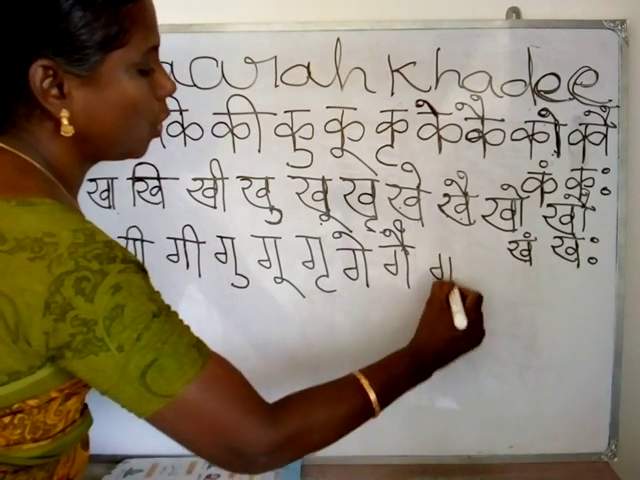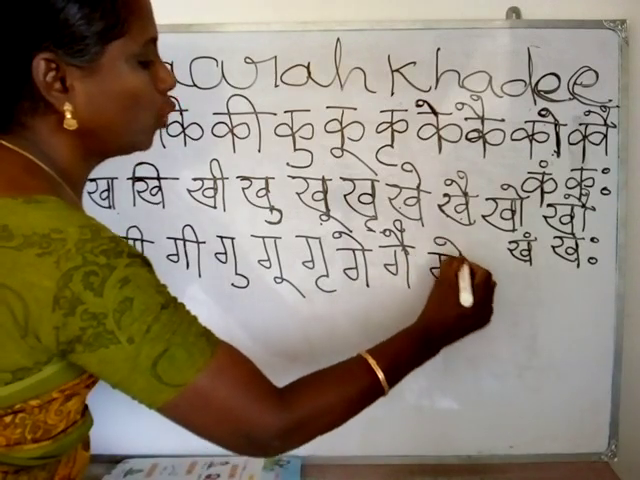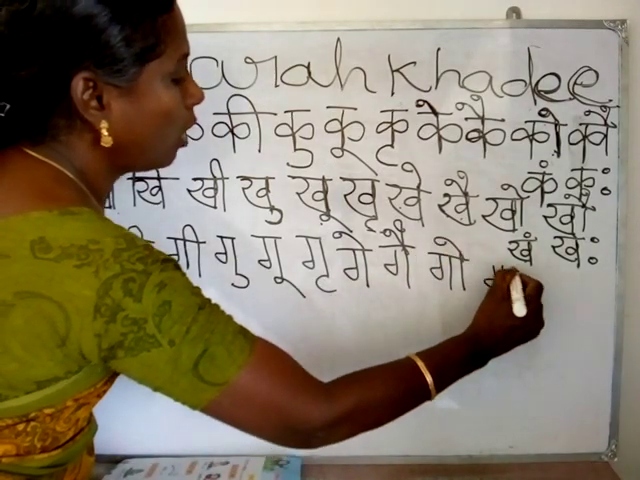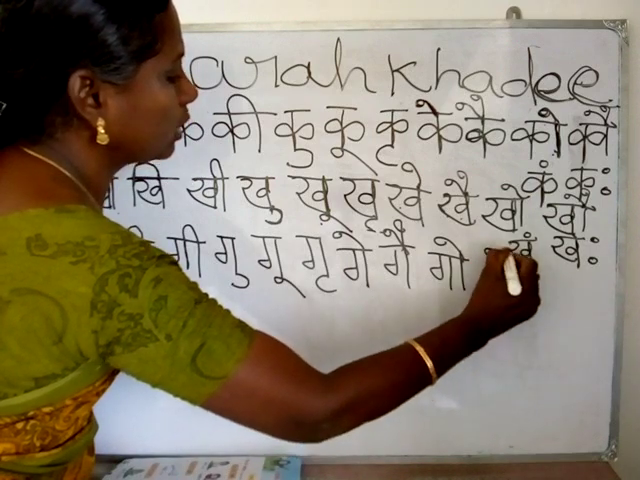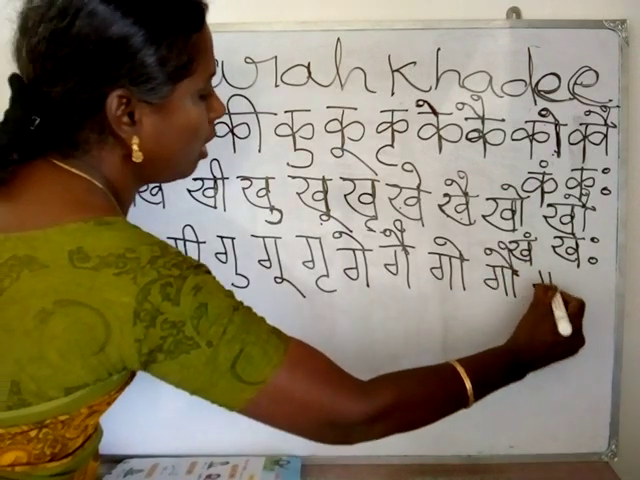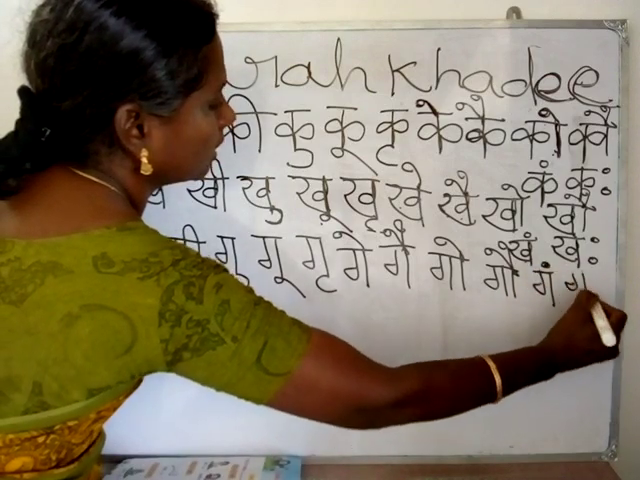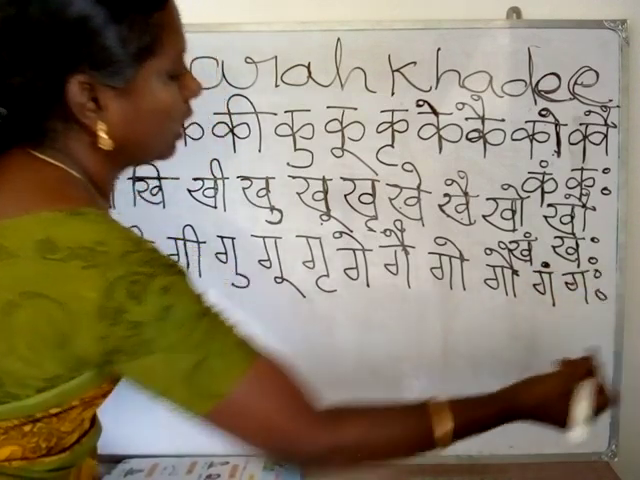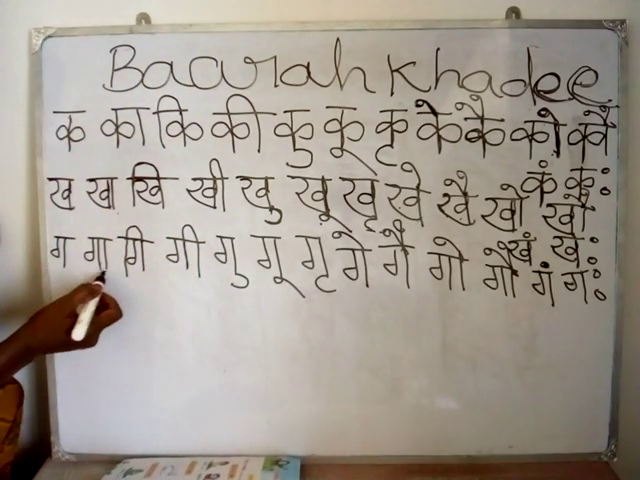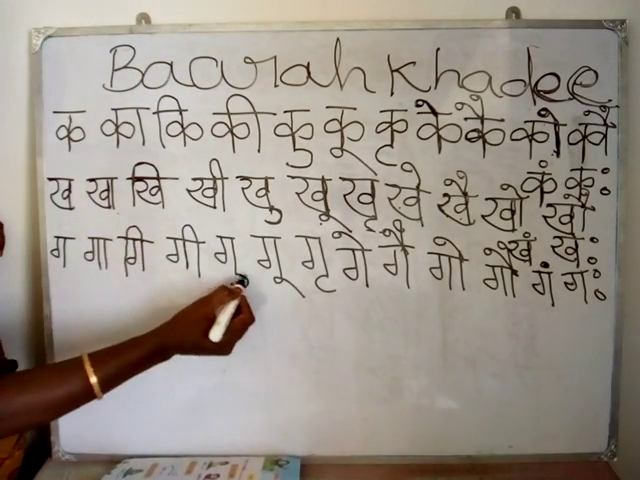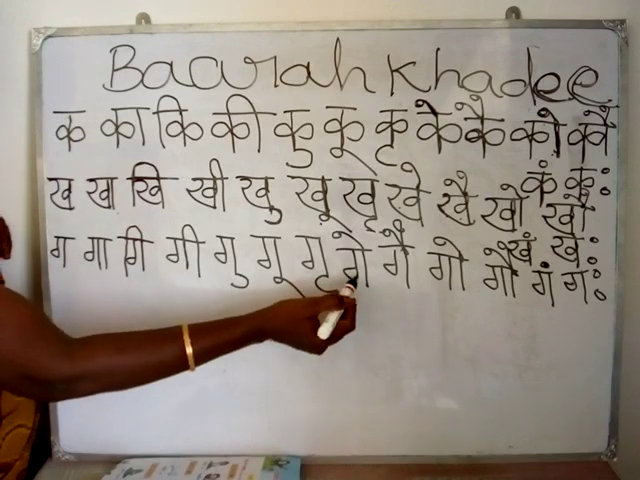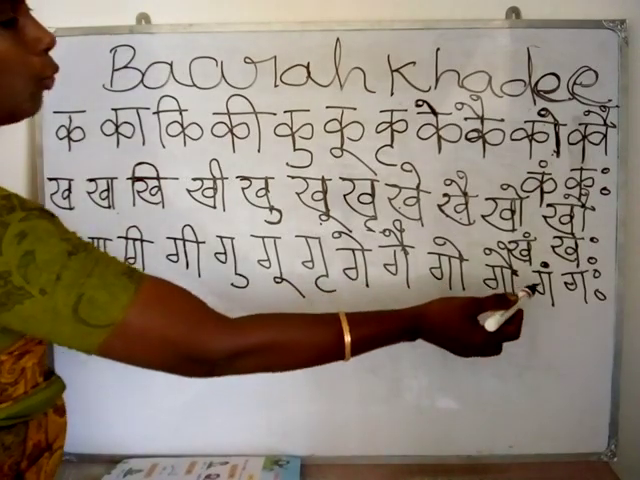Then ga, one line and one curve, go. Ga, one line and two curves, gau. Ga, up one dot, gam. Ga, side two dots, gaha. Ga, gi, gu, gr, ge, gai, go, gau, gam, gaha.